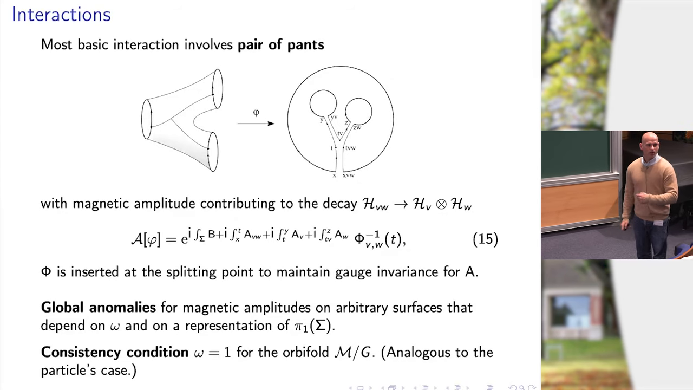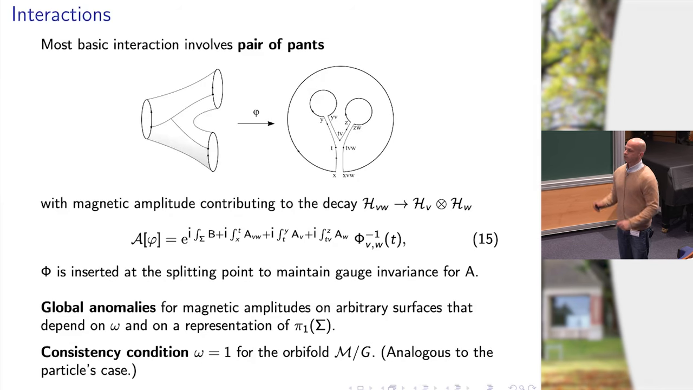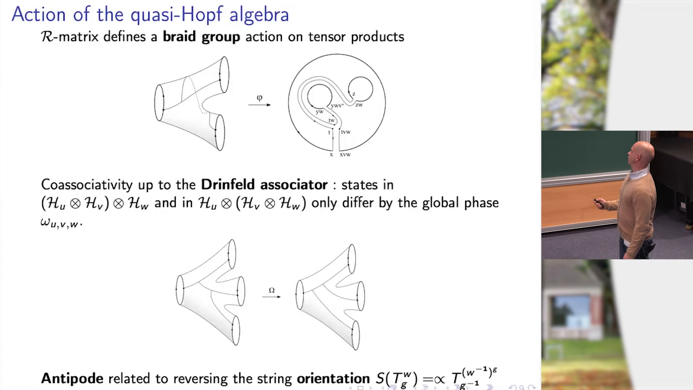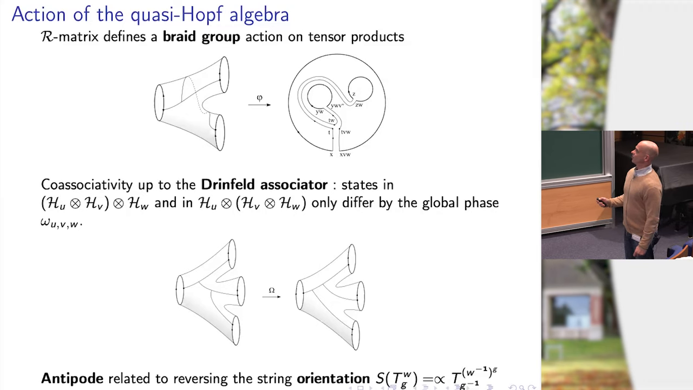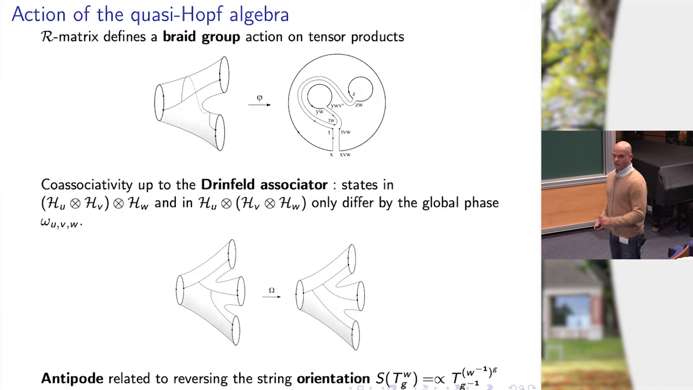But there is a non-equivalent choice for the cut. You can move the cut homotopically wherever you want, and you will always get the same thing. But there is a non-homotopic choice you can make, this one. And you still go from a string with winding VW to a pair of strings that satisfies the constraint that the total winding must be conserved, but it is slightly different. And you move from one to the other by an action of the braid group, which is given by the quasi-triangular part of the quasi-Hopf algebra.